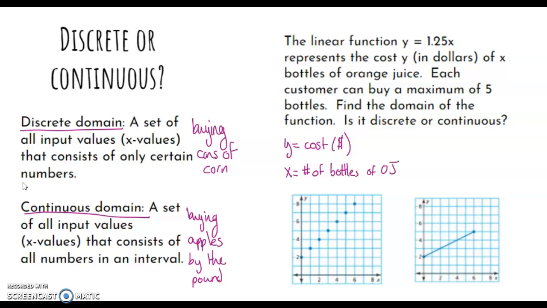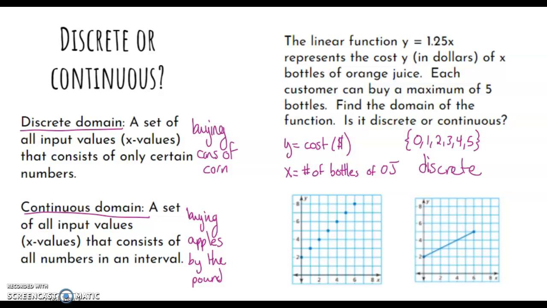All right. Each customer can buy a maximum of 5 bottles. Find the domain of the function. Is it discrete or continuous? Well, first of all, for the domain of the function, they said a maximum of 5 bottles. So they can buy 0 bottles, they can buy 1 bottle, 2, 3, 4, or 5. It would just be this set of points. They can't buy 2.6 bottles if that's what they want. If they only need a fourth of a bottle for a recipe, they can't buy a fourth of a bottle. They can buy nothing, or they can buy them in whole bottles. So that means this is discrete, because if we graphed it, we would not be able to connect the dots.